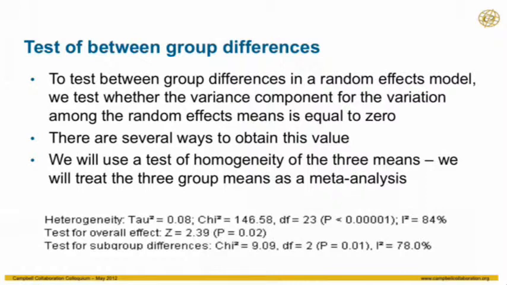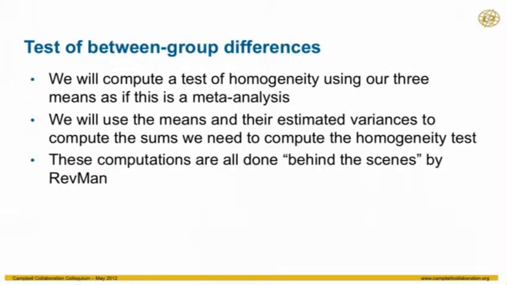This little set of output here is what RevMan generated for us. Notice here that this line, test for subgroup differences, has a chi-square of 9.09, and that is significant. So this is telling us that there are differences in these group means. Okay, and so we'll try to figure out what RevMan did there. We're going to use the means and their estimated variances to compute the sums that we need, and then we'll compute a homogeneity test.